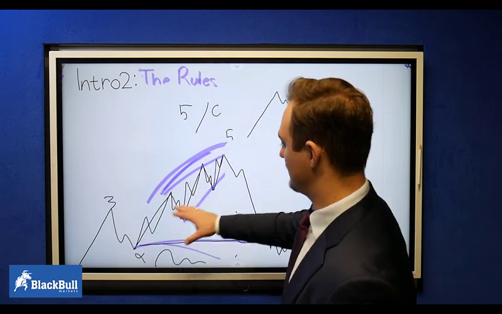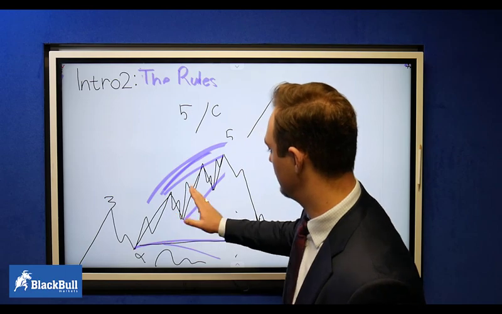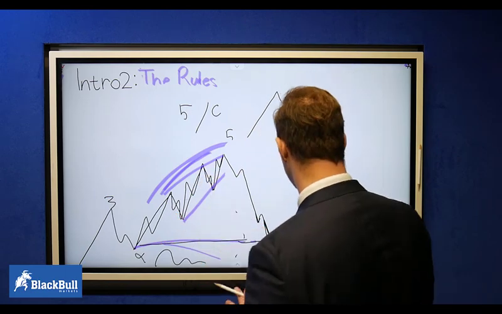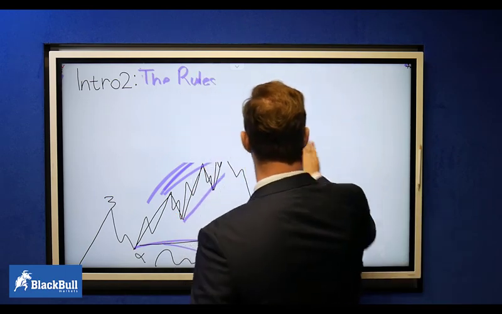All right, so that's the basic structure. This first one needs to be 3, 3, 3, 3, 3, showing that depletion in the market. Now let's move on to the next one.